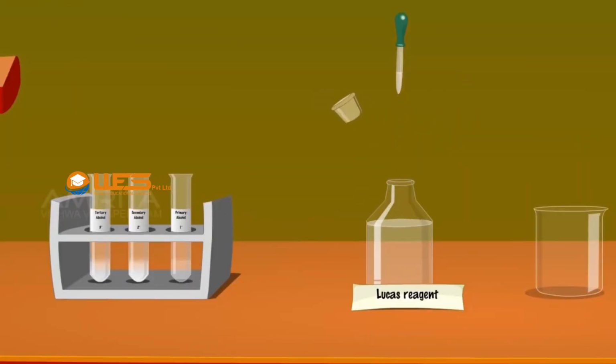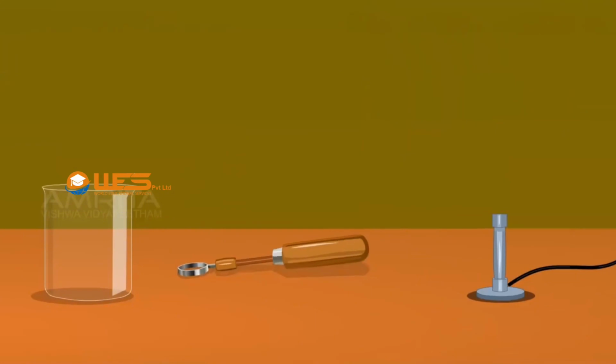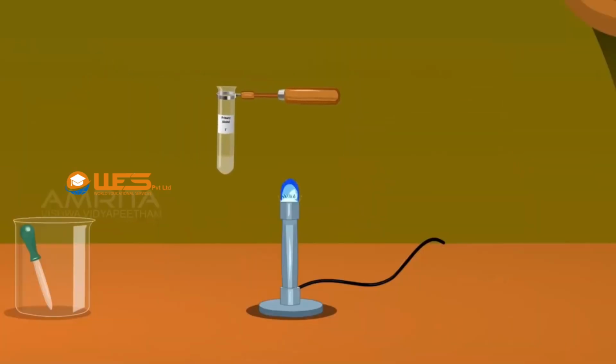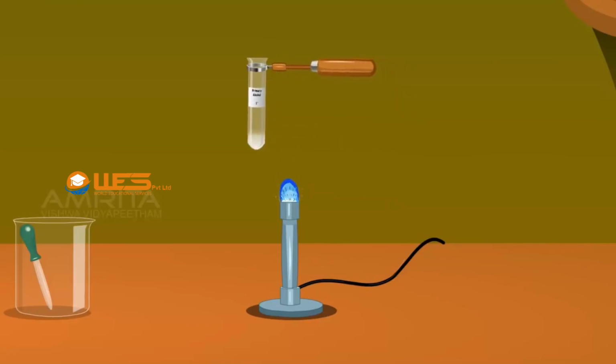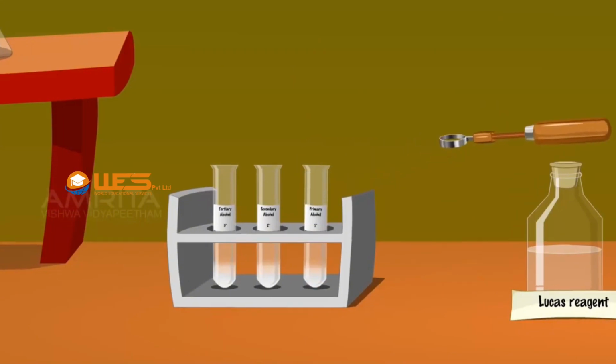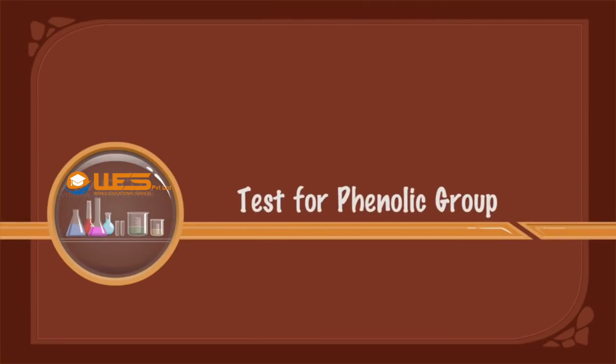Again, take Lucas reagent. Add a few drops of it into the primary alcohol. Using a test tube holder, take the test tube containing primary alcohol. Heat the test tube over the Bunsen burner. On warming, primary alcohols react with the Lucas reagent to form alkyl chloride, which being insoluble results in cloudiness in the solution. Test for phenolic group.